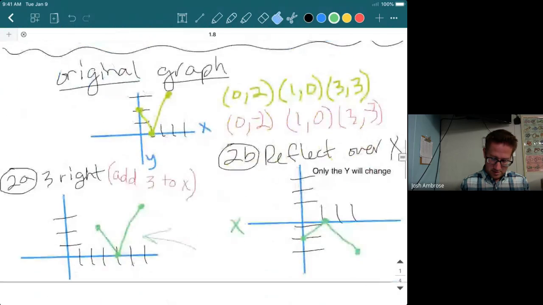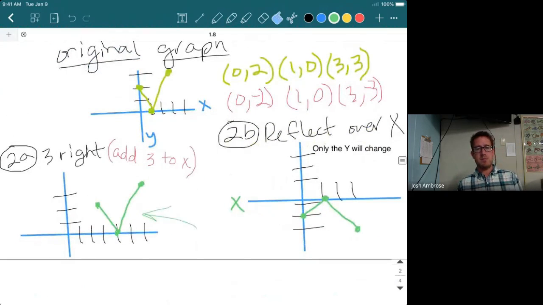So now let's take a look. Now look at the red points that are underneath those green. Now those come into play. Those are for the 2b problem. Notice how every x is still the same, but every y value is now the opposite. Like if it was a positive 2, you'll see now it's a negative 2. 0, that's great. That never changes.